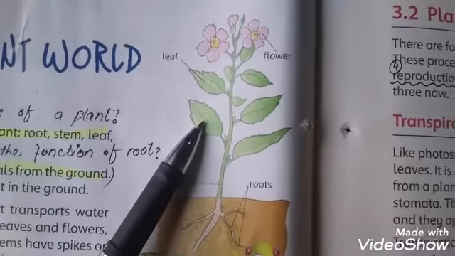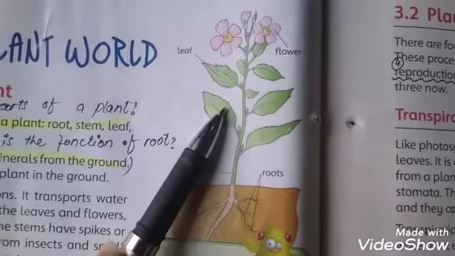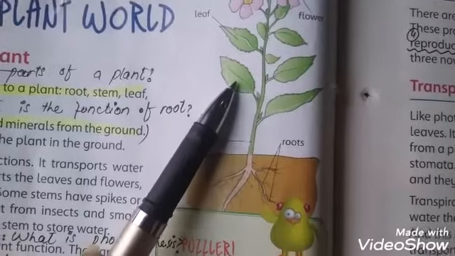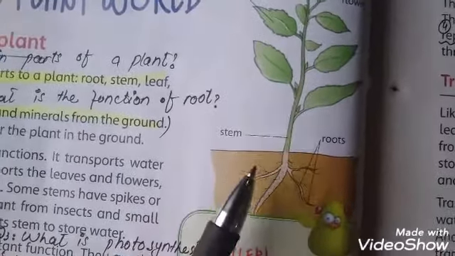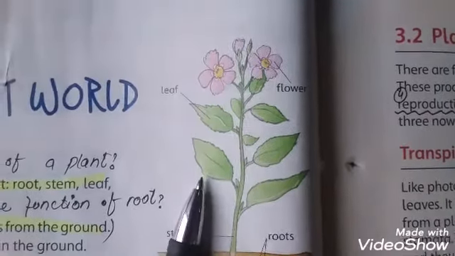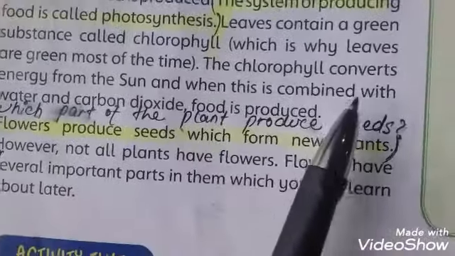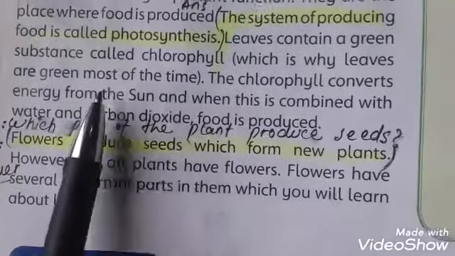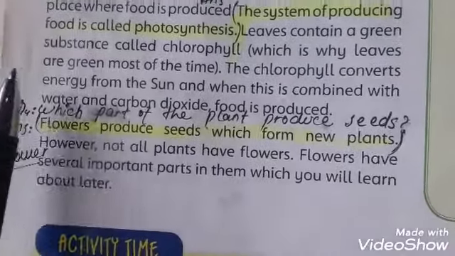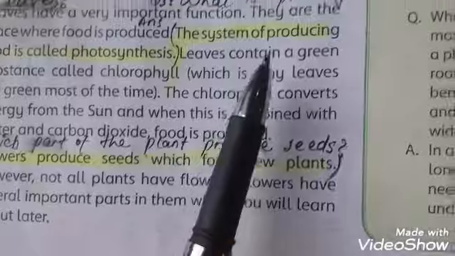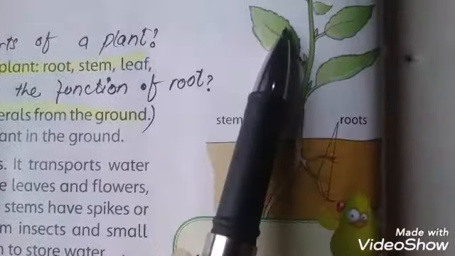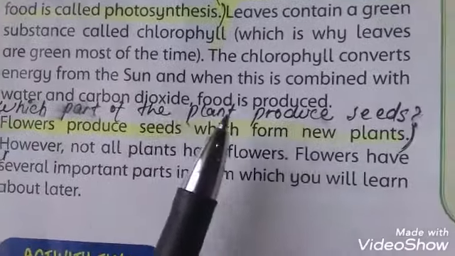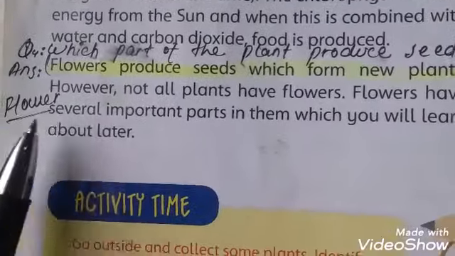Students, the plants take sunlight energy from the sun, and this chlorophyll that is present in the leaf converts this energy into food energy. That is combined with water and carbon dioxide, and food is produced. The last is flower.